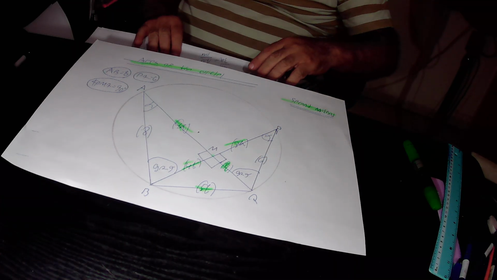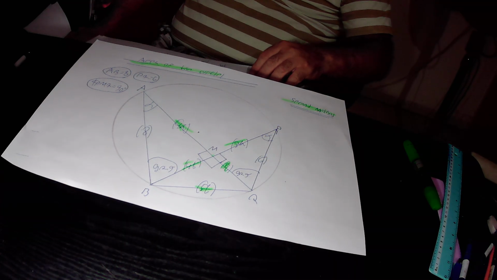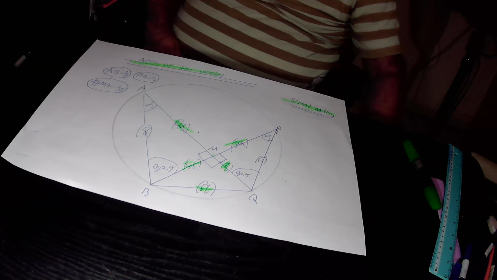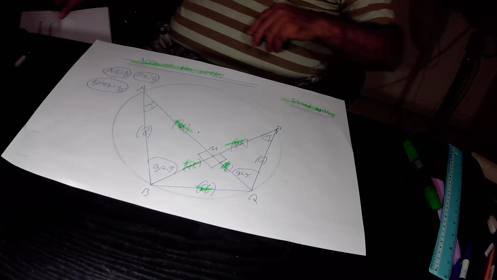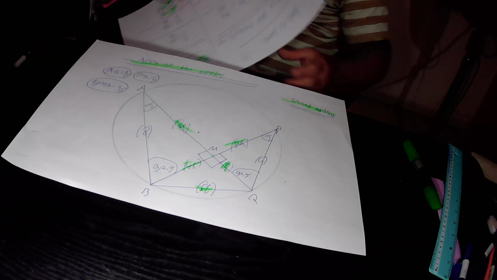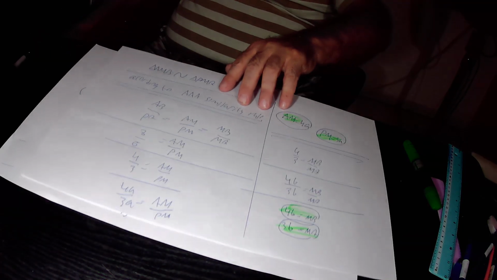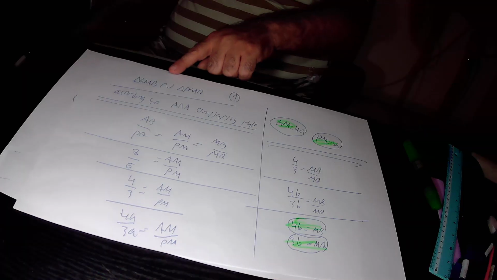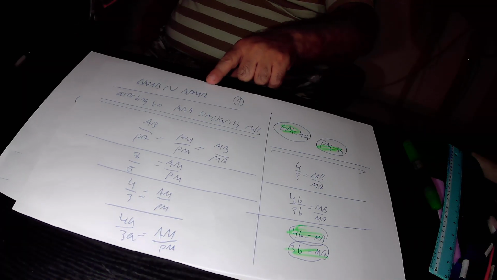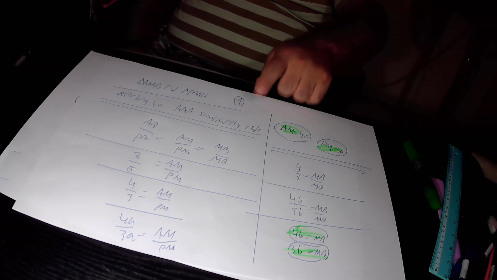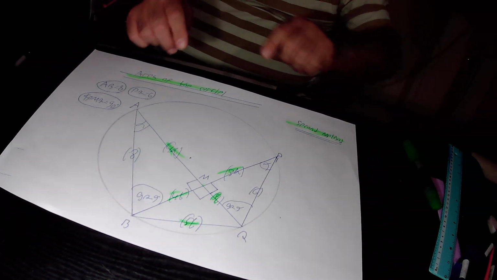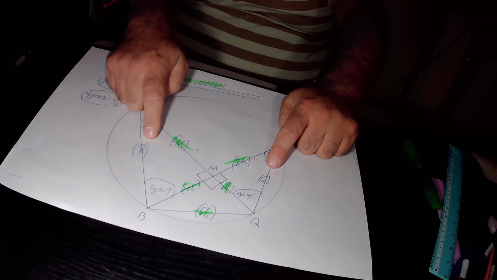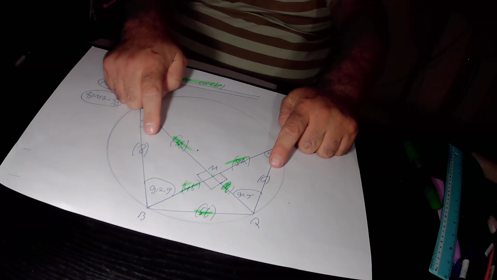So we found that the right triangle A and B is similar to the right triangle P and Q according to the angle similarity rule. And from the fact that those two right triangles are similar to each other, we will derive that the following relationship exists between their sides.